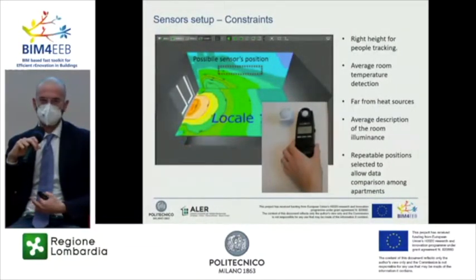So we have to have enough visibility to monitor the presence of tenants. We measure the temperature of the air. We don't want to have interferences in terms of other systems already installed. The lighting level in the room had to be correctly assessed.